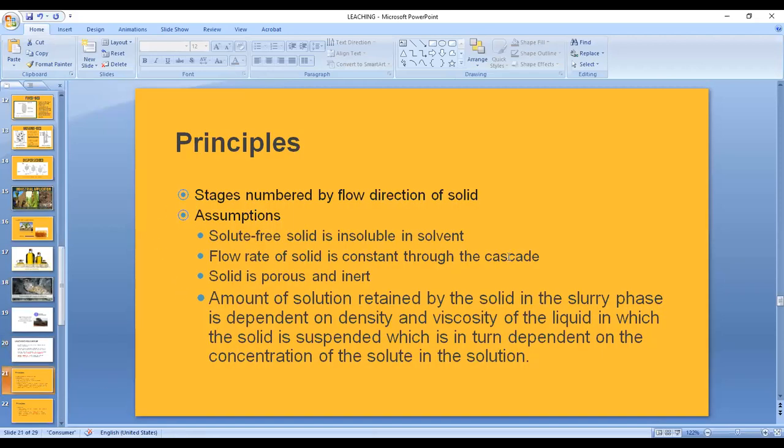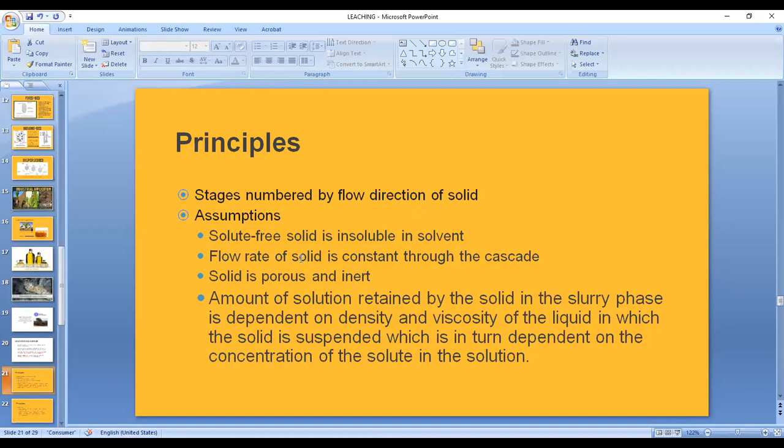So these are the principles with leaching. Stages are numbered by the direction of flow of the solid. Kung diin ang feed gin-introduce na part, that is stage number 1. The solid that is referred to in here is the feed.